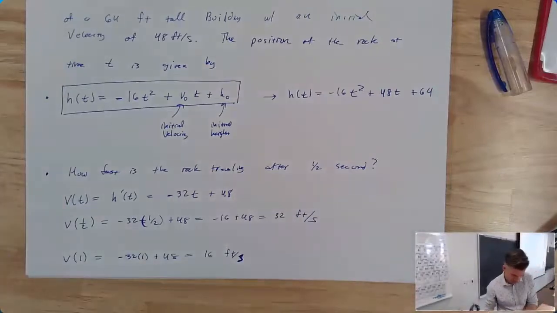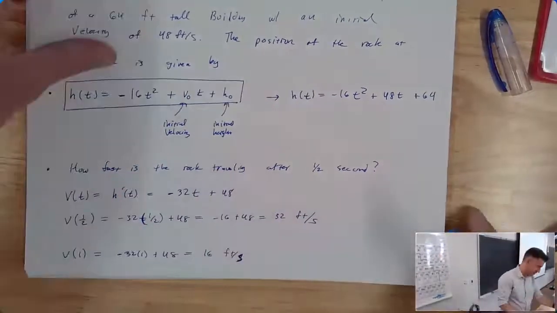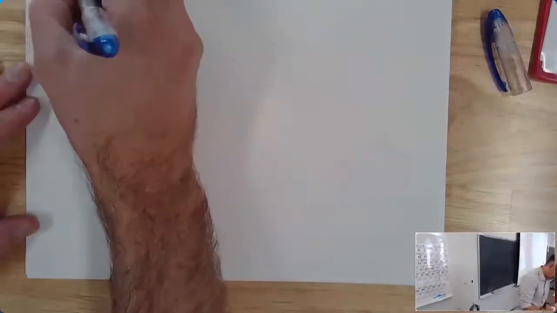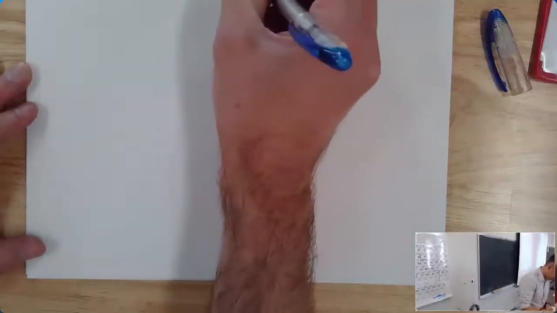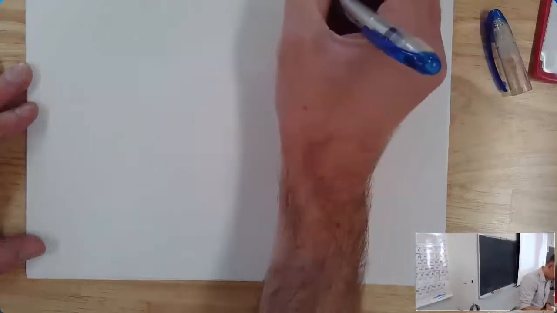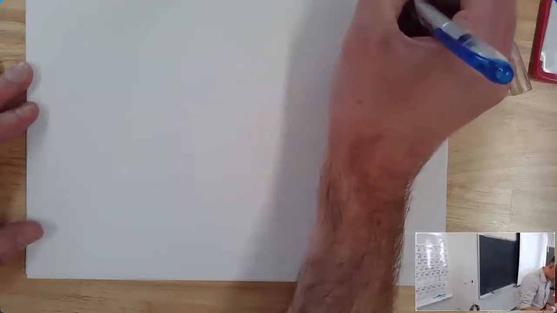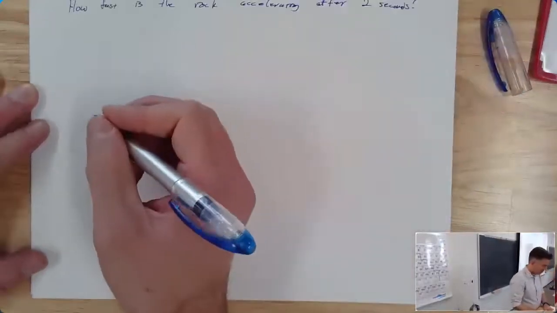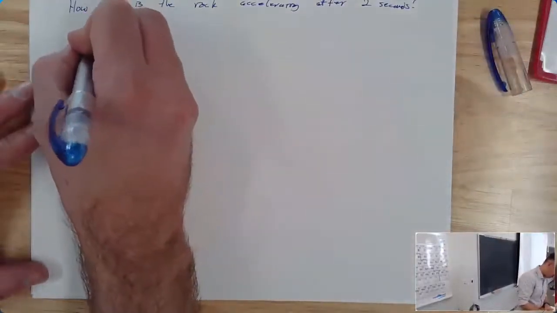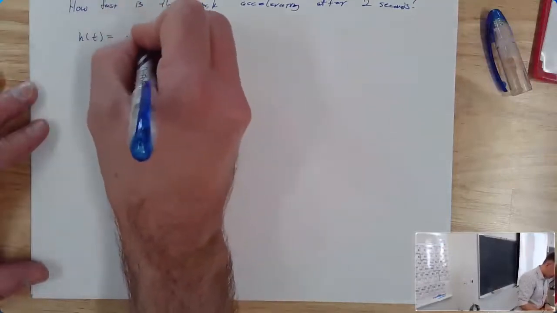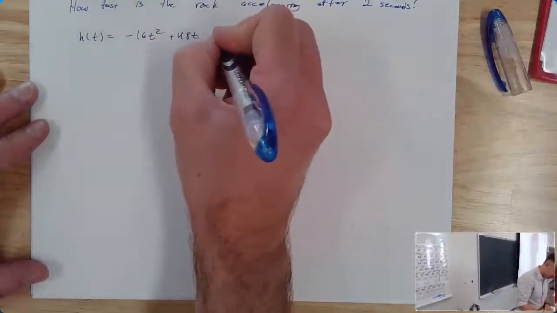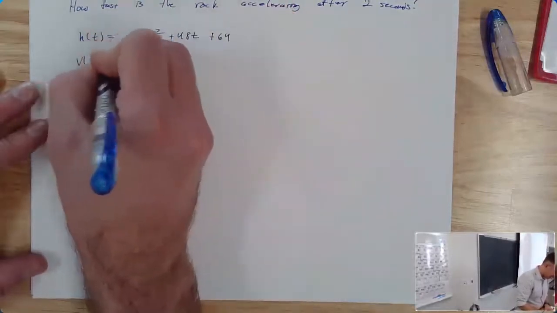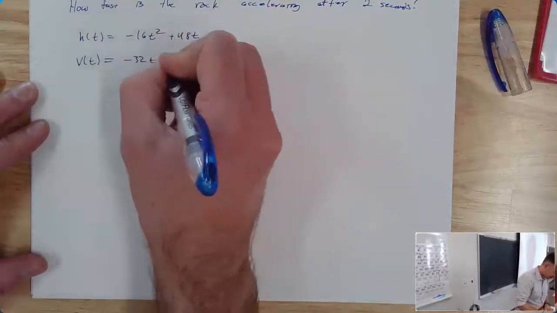So what else can we ask here? There are lots of good questions. How fast is the rock accelerating after 2 seconds? Well, our position was negative 16t squared plus 48t, plus 64. Our velocity was the derivative of that, which is negative 32t plus 48.